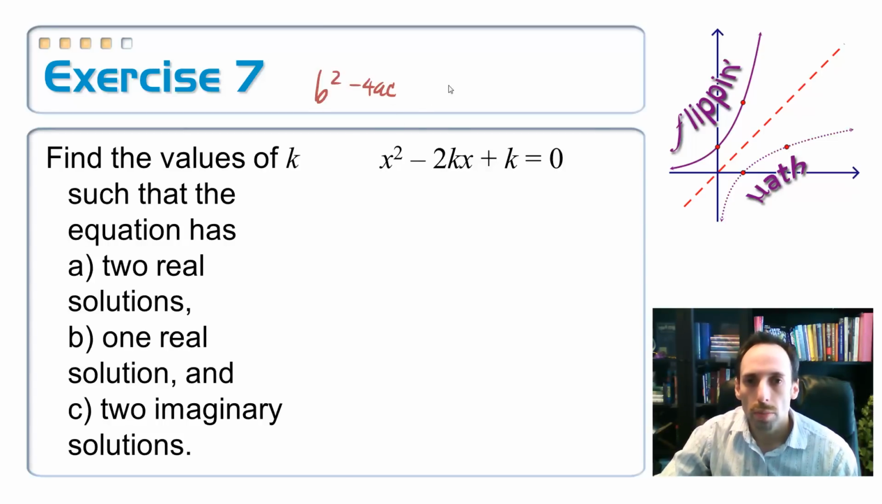What's my b? My b is equal to, well, this is weird, negative 2k. It's the whole thing right in front of that. What's my a? My a is equal to, it's understood, 1. And then finally, my c is equal to k.